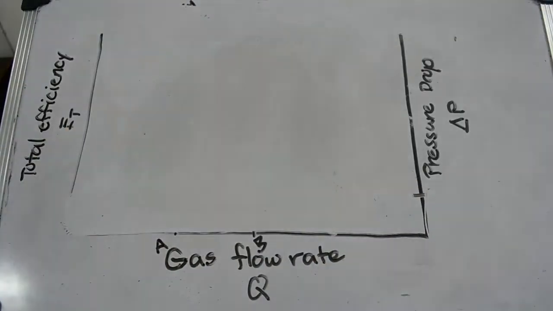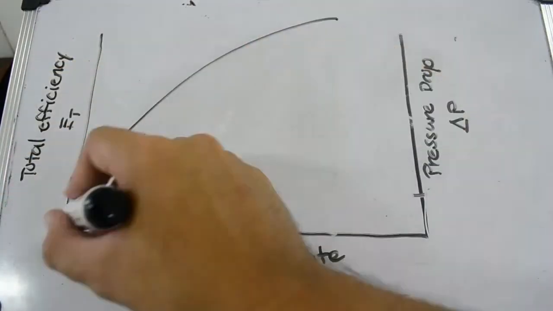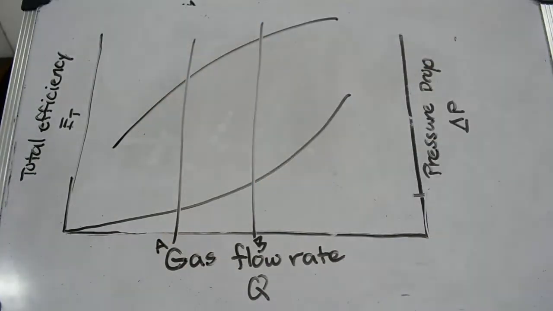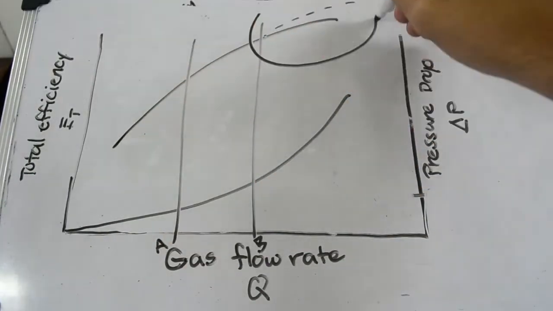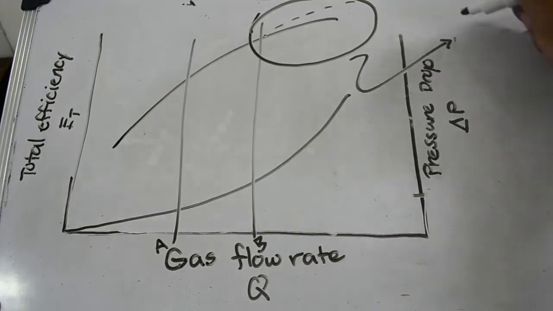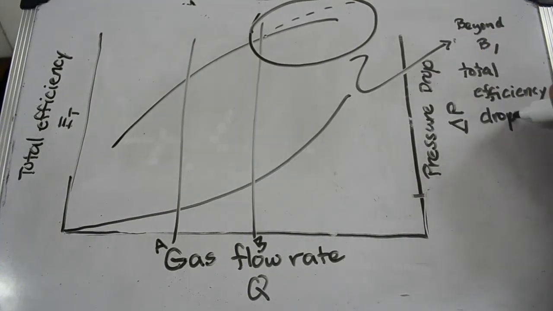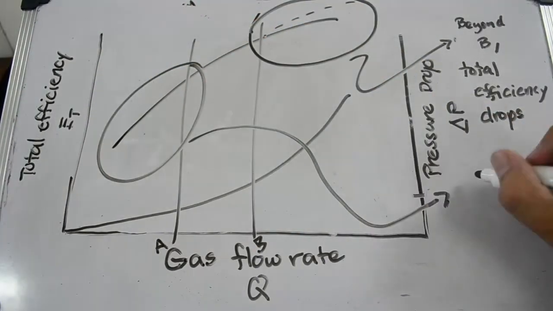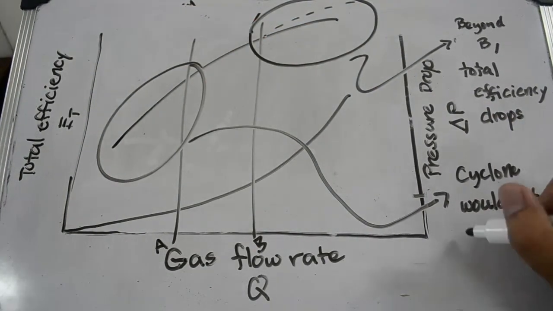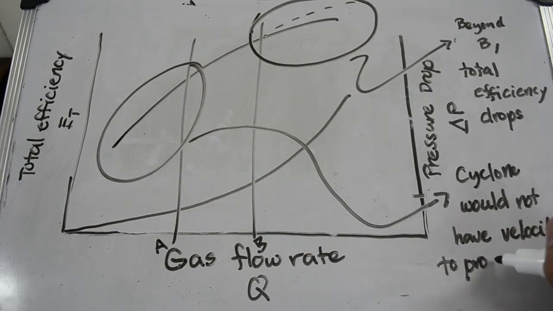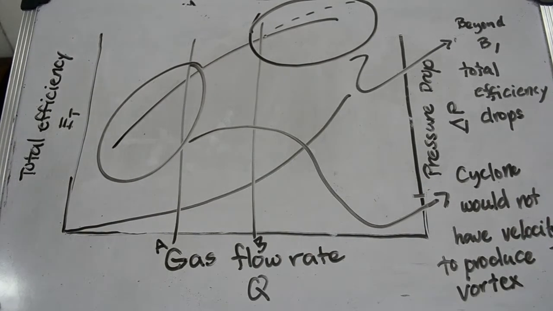Let's erase some parts of the graph so I can discuss further on it. So, beyond point B, the total efficiency drops. However, if you go below point A, the cyclone would not have the velocity to produce the vortex. So, this ends our discussion on the range of operation.